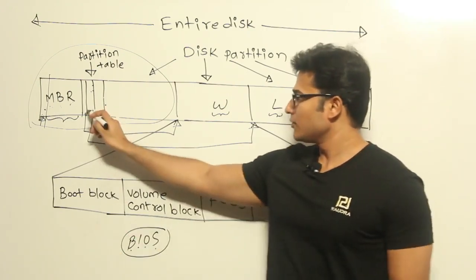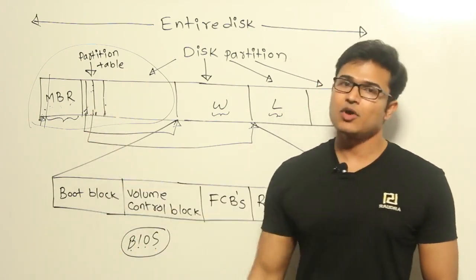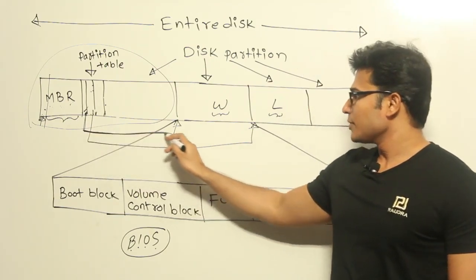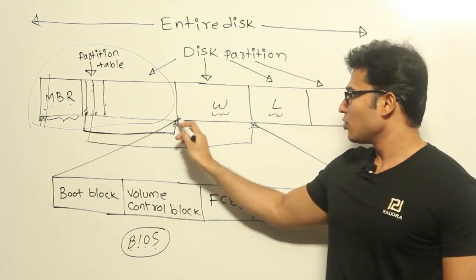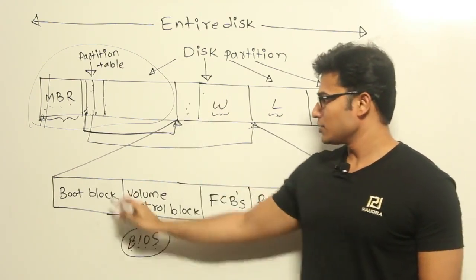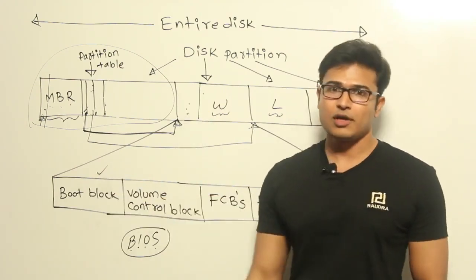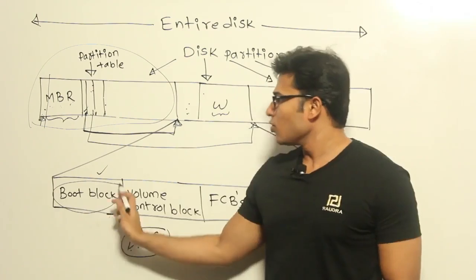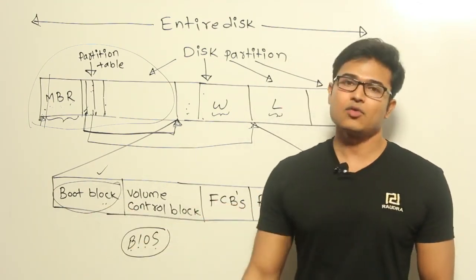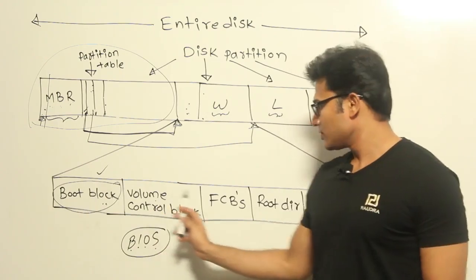For example, if you say that this is the active partition that you always use, then your computer will load the first block of this one, and the first block of every partition is going to be the boot block. This boot block will know where the operating system code is present and how to load that code. All these entries we shall see later.